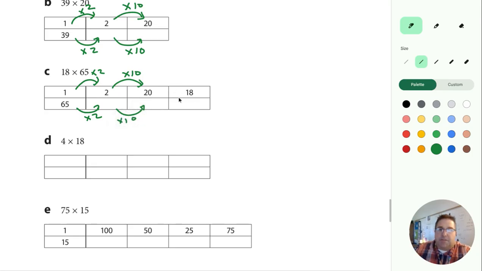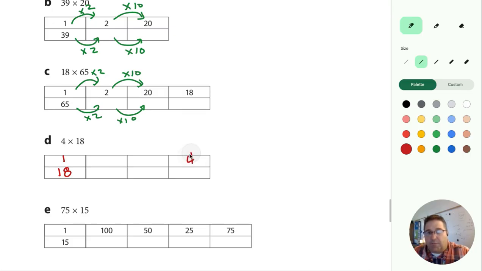And then this one's going to be a little bit different. We got to end with 18. Well, whatever we got for 20, we're going to subtract a group of 2, and that'll leave us with 18. Okay? And now D, you got to do 4 times 18. So we need 4 groups of 18. Well, one group of 18 is just going to be 18, obviously.